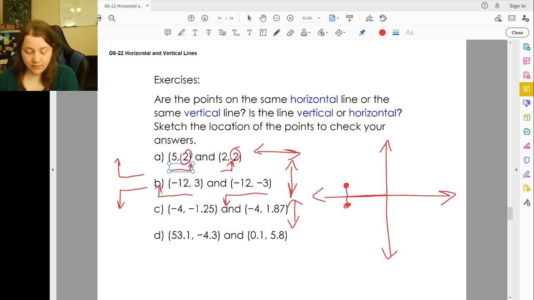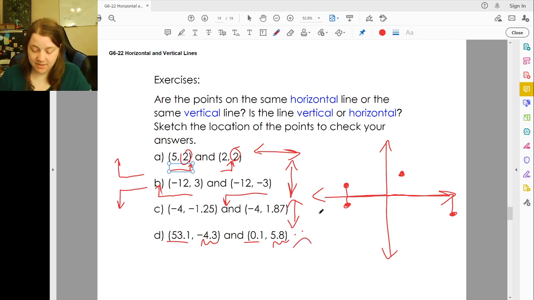For letter D, run 53.1 all the way over here. Jump negative 4.3, that's roughly here. That looks right. And if I run 0.1, 5.8, I can see that these are not going to be on the same line. There is nothing the same. They're not going to line up at all. Whoops. I mean, technically they would line up like this, but that's just a line, not horizontal or vertical.